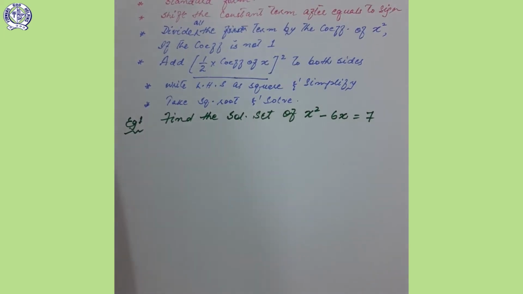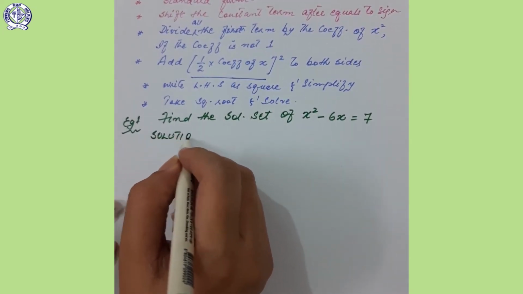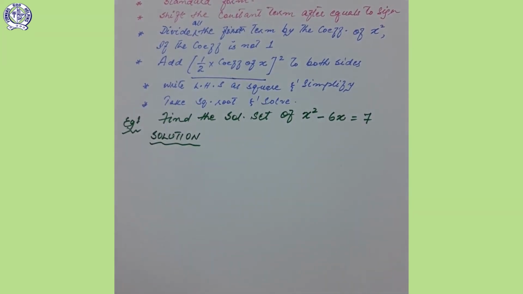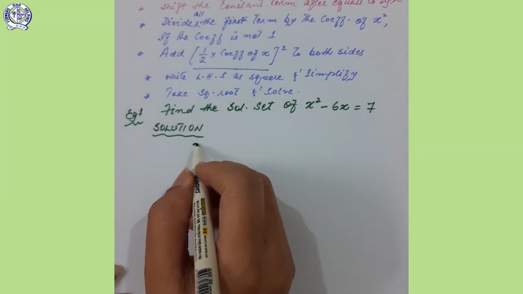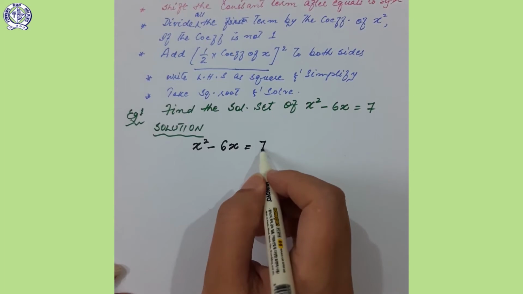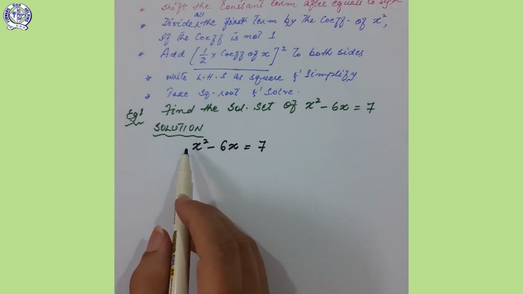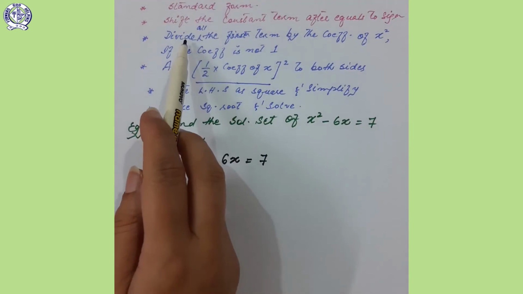Now the first step is to check if the question is in standard form or not. We see that the question is already in standard form, and the constant is already after the equals to sign. This is what you have to do in every question: shift the constant term after the equals to sign. Now, there is no coefficient with the first term, so we will skip this step. Now we'll move on to this.